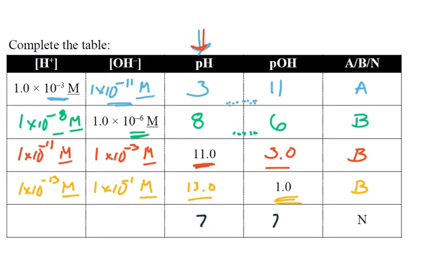Okay, the last one here, because this is neutral, then this is the only time where we know the pHs are 7. So pH and pOH are both 7, because that's why it's neutral. They're the same. And both of these are 1 times 10 to the negative 7th molar. And that's this entire quick check.